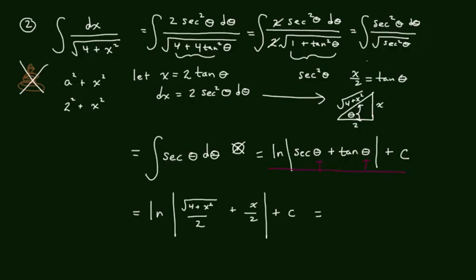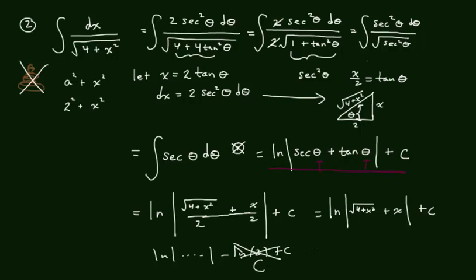natural log. We could say this is the natural log of absolute value 4 plus x squared plus x plus c, because if I had this as a common denominator of 2, I could say natural log of minus natural log of 2 plus c, and then this is just some other c. So this here, my friends, is the final answer.